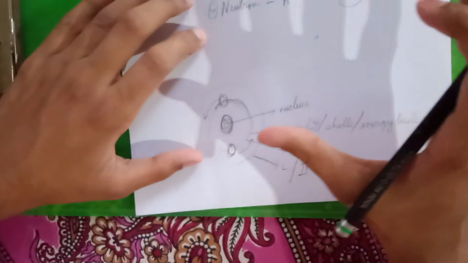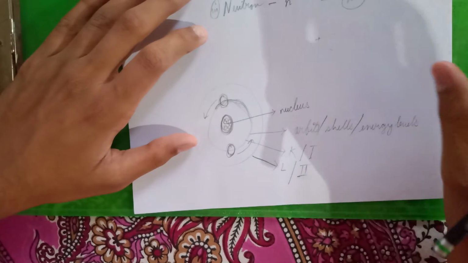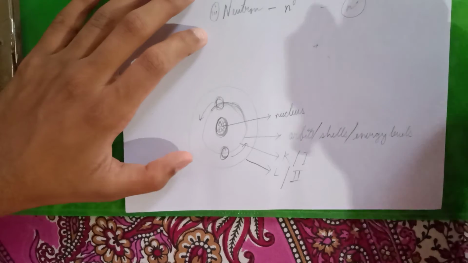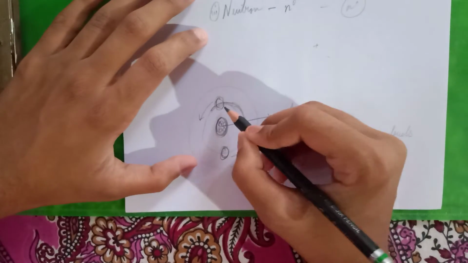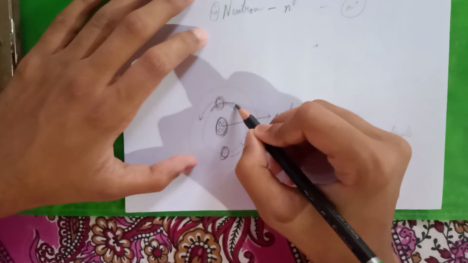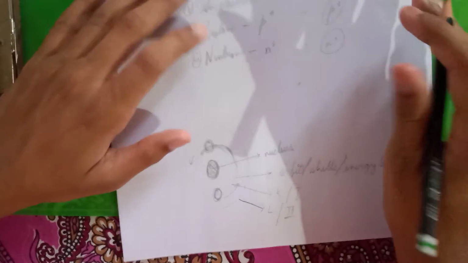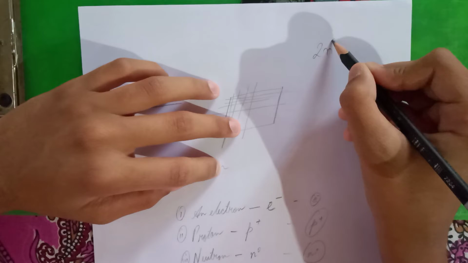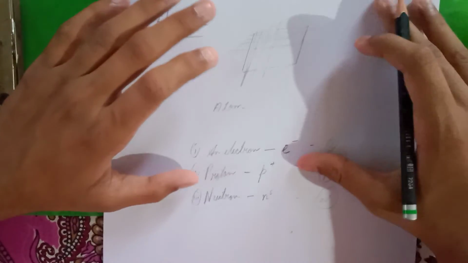Now, we know that anything we can see has a limit. So there is also a limit to how many electrons an energy level can hold. This limit is given by the formula 2n squared. The 2n squared rule is very important.